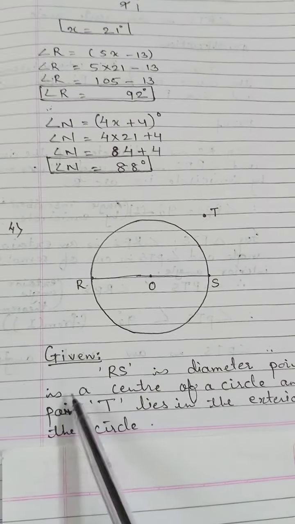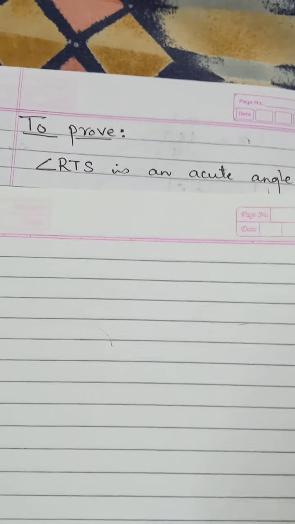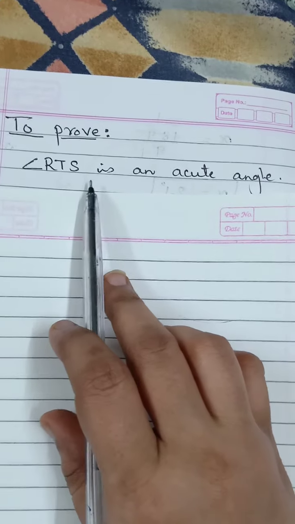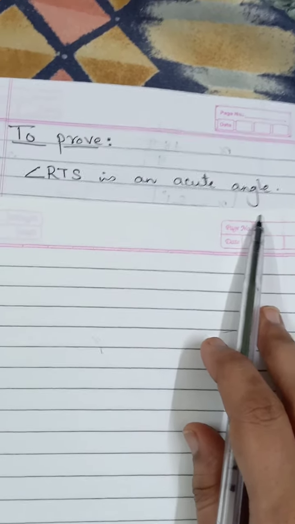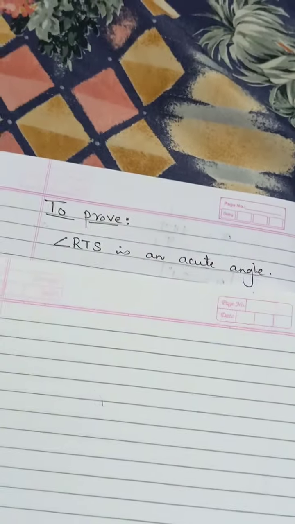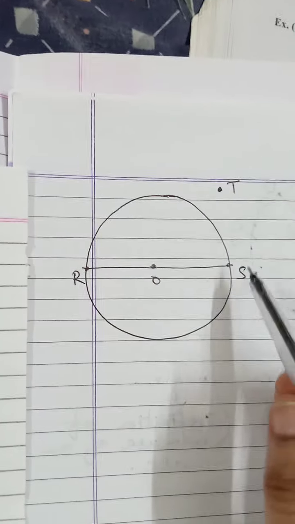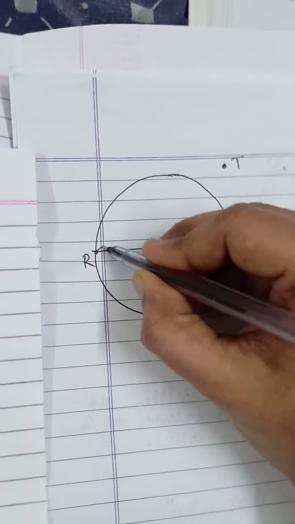So first the figure we have completed, then the given. After the given we will take the proof. Now we have taken the proof, so we have to prove that angle RTS is an acute angle. Before starting with the proof, we will do a small, simple construction here. So we will see what construction we will do. I have taken the same figure here. What I will do is draw a segment RT.